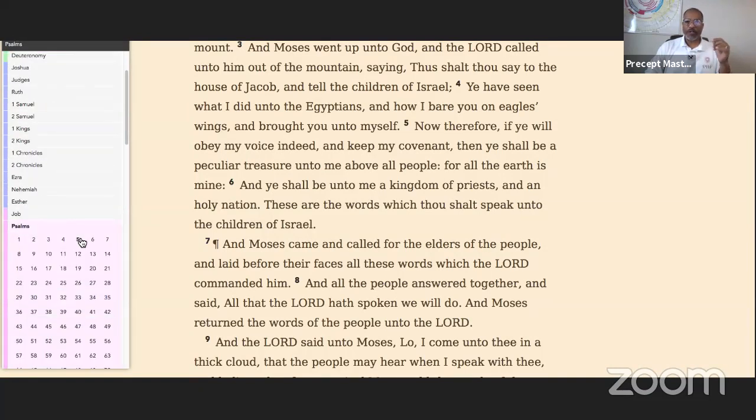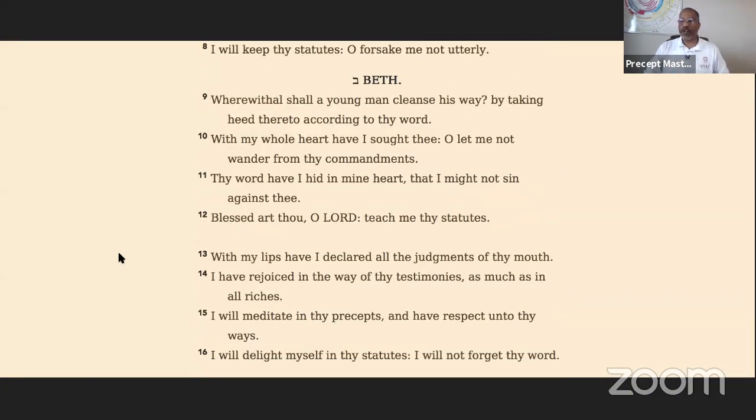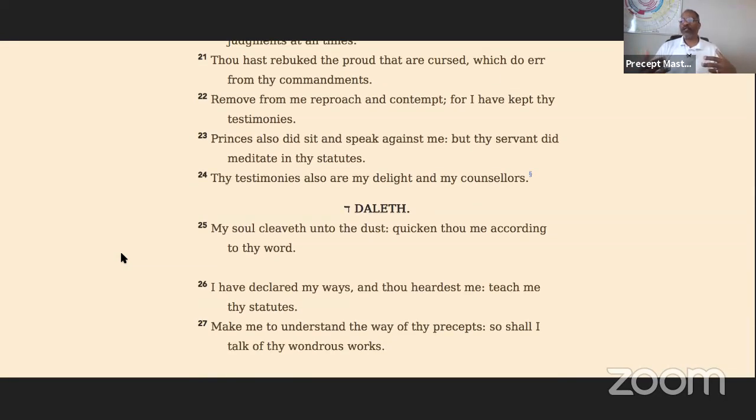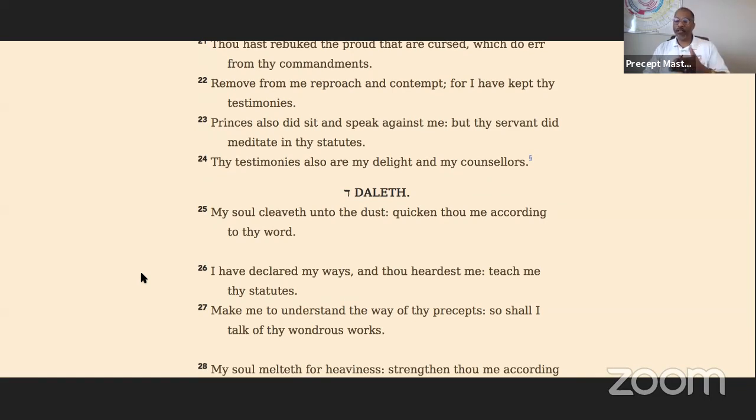Now we have another one we're going to look at in 119. We're going to drop down to verse 25. It says, my soul cleaveth unto the dust, quicken thou me according to thy word. And now he said, I have declared my ways, and thou heardest me, teach me thy statutes. So you see how he's constantly promising what he's going to do. When we make a promise, we need to make sure we hold to it, because the Most High does it.